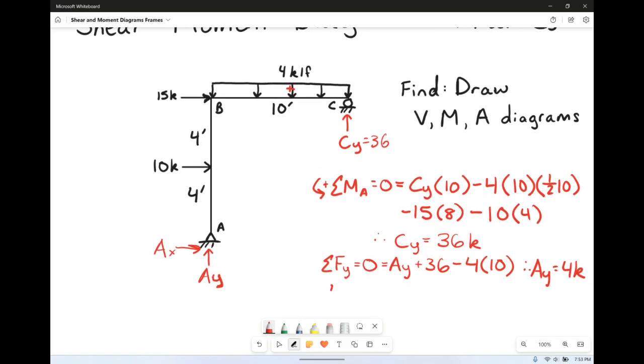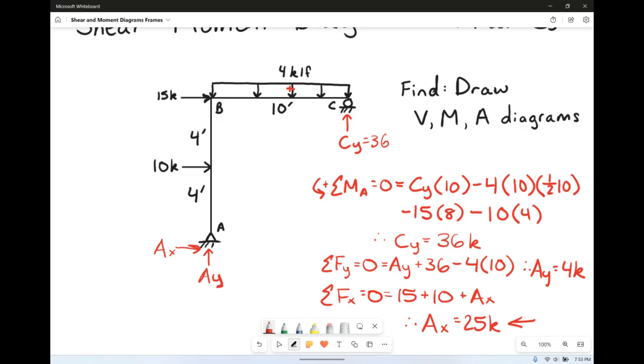And if we sum the forces in the x direction and set it equal to 0, we have 15 kips in the positive direction, 10 kips in the positive direction, and also technically AX with the way that we drew him. So that makes AX going to be 25 kips, but in the other direction.